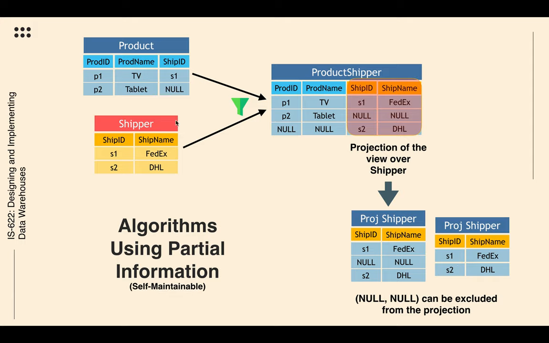So now whenever I have an operation which is performed, I don't need to go back and look at the shipper table. I can look at the projection of the shipper table, which I got from the view. You remember the first definition I told you. What is the difference between algorithms that use partial information and full information? In full information, you have to go back and look at the base tables. In partial information, I never go back to the base tables. I can only use the information from the views. So I took part of the view and created a projection, and I'm going to use that as my projection of the shipper table. I don't have the original one because the original is a base table. So I'm going to use a projection of that table, which is already available in my view.